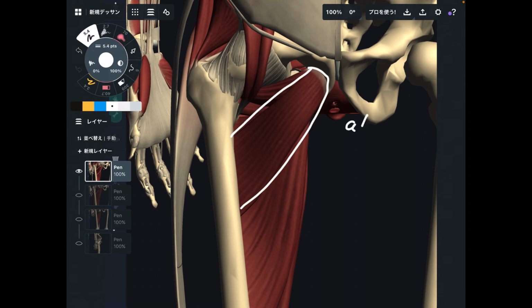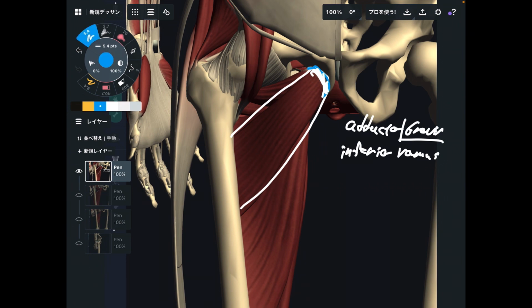This is it. Brevis means short. I'm gonna explain adductor longus for next part. So brevis is short adductor. Okay, where is origin of adductor brevis? That's here. This is inferior ramus of pubis. Inferior ramus, it's about here. This is origin.